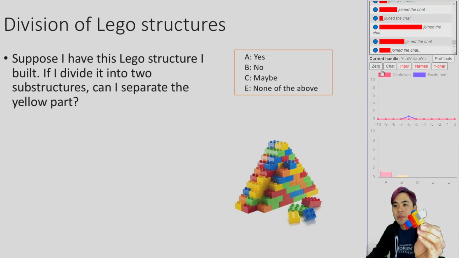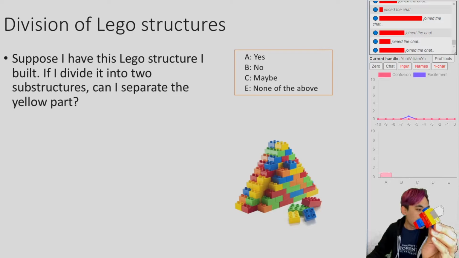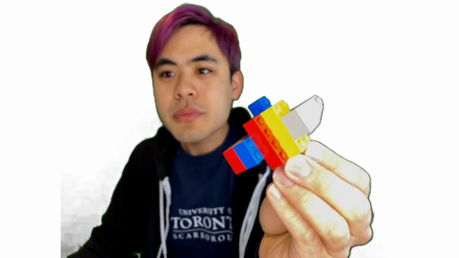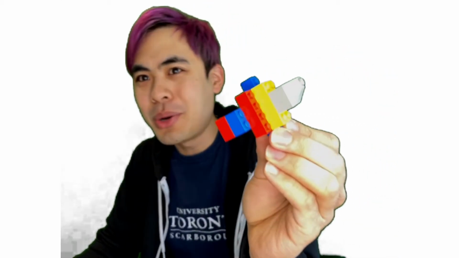Let's zero out my chat, and let's zoom in a little bit. So I have this Lego structure here. If I were to subdivide it into 2 different structures, can I separate the yellow part? I'll just rotate it a couple times. Now, if we were there in person, I would actually have Legos there, but unfortunately, we still aren't quite in person yet. So let's see, what do people think?